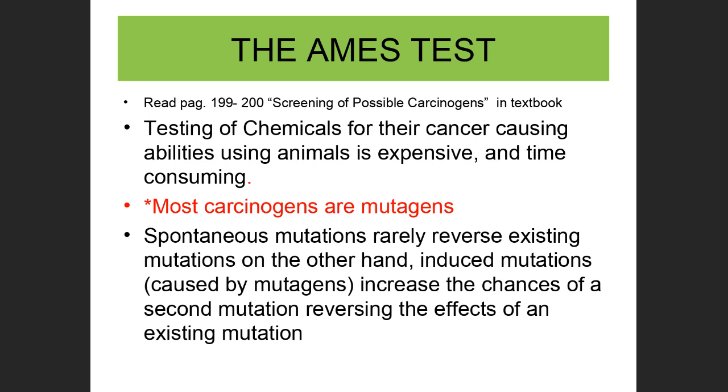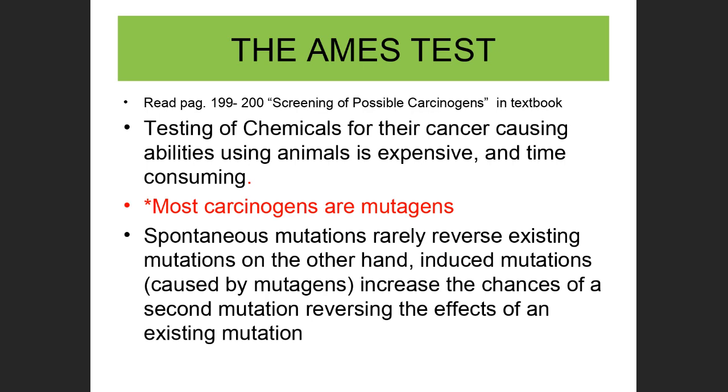Oh, Ames test. Okay. All right. So this is the deal. We talked a lot about mutagens, and mutagens are potentially carcinogens. So a mutagen could potentially lead to cancers. So wouldn't it be nice to be able to identify potential mutagens quickly, easily, and cheaply?